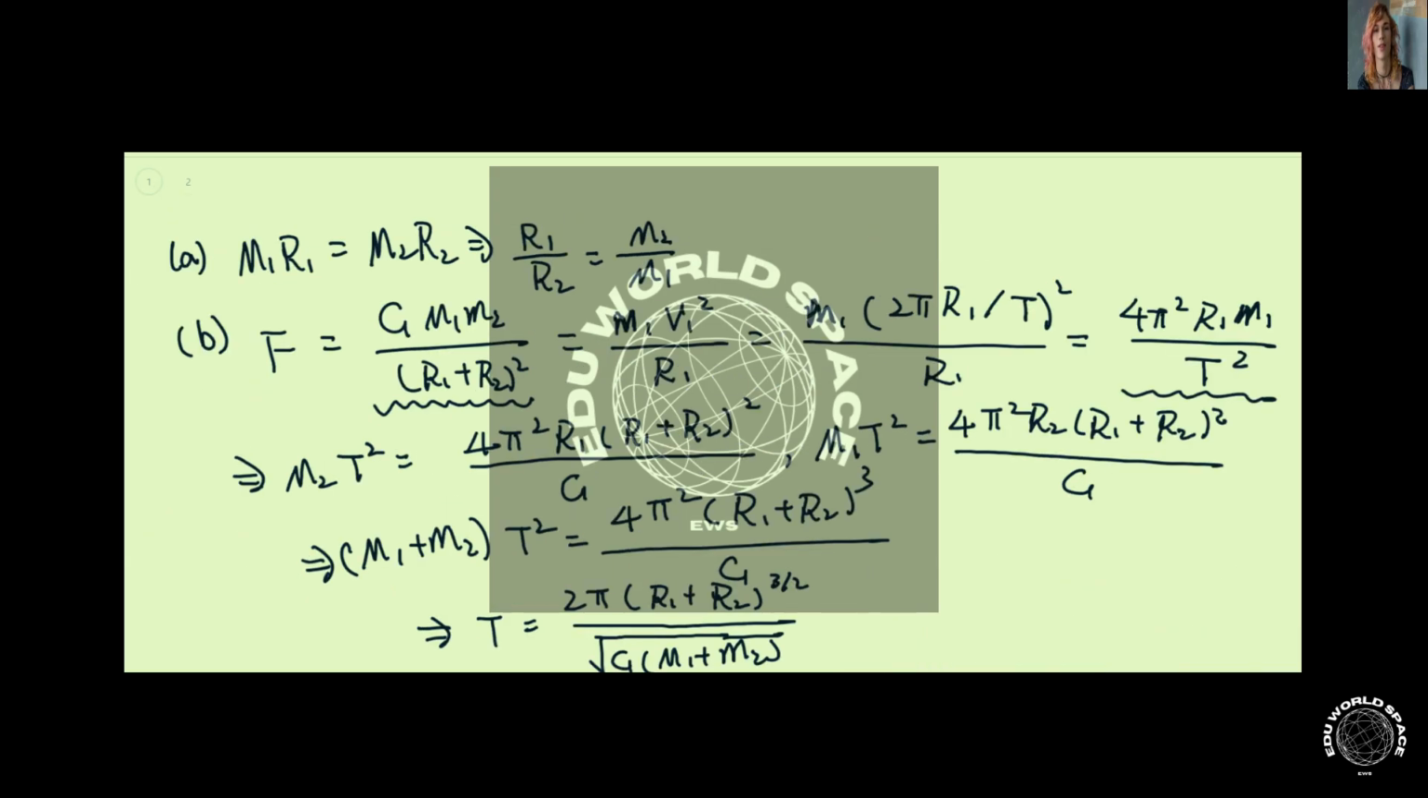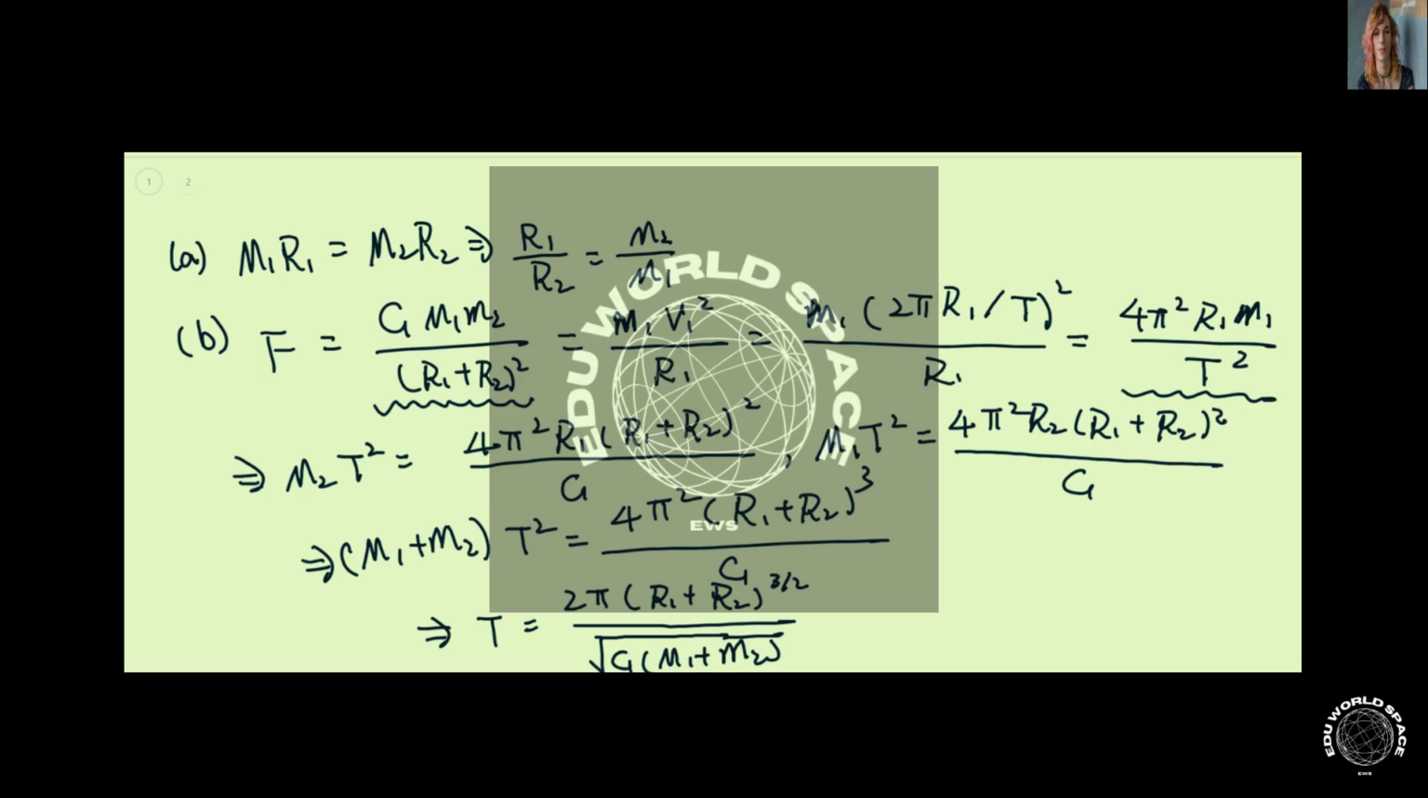Okay, so for this problem, first, since the center is at the center of mass, according to the definition of center of mass, we have mass 1 times radius 1 equal to mass 2 times radius 2. So we know the ratio relation is R1 divided by R2 is equal to mass 2 divided by mass 1.